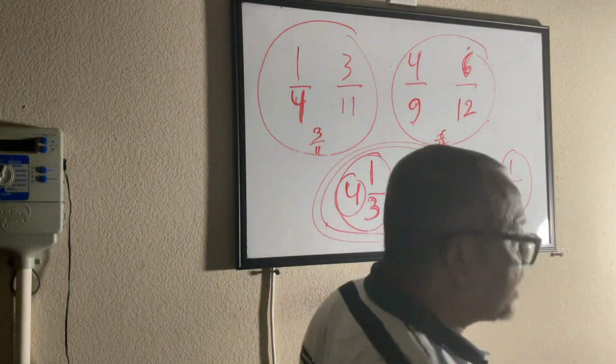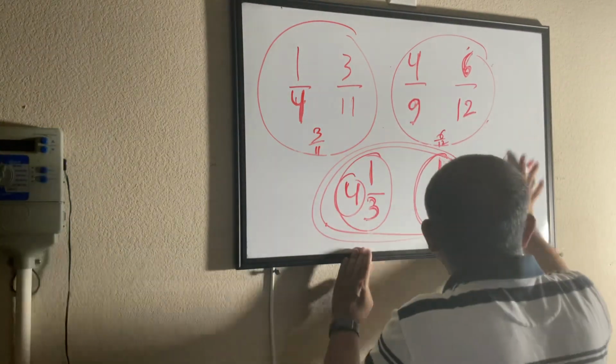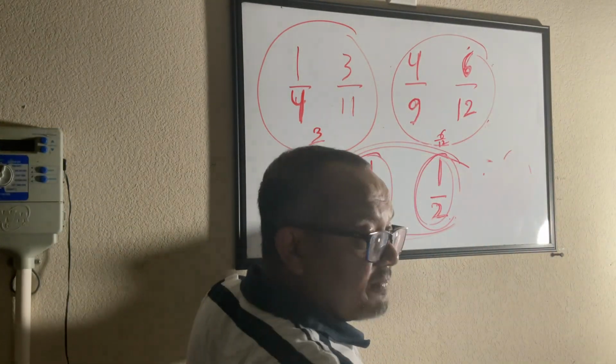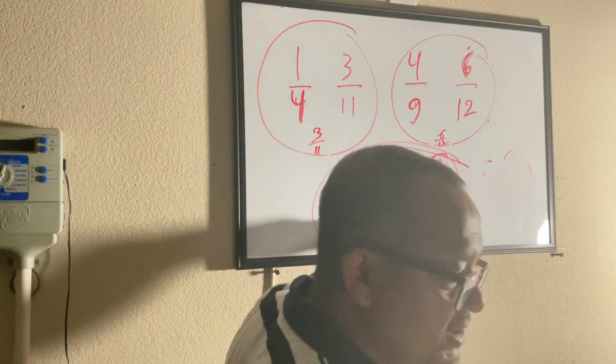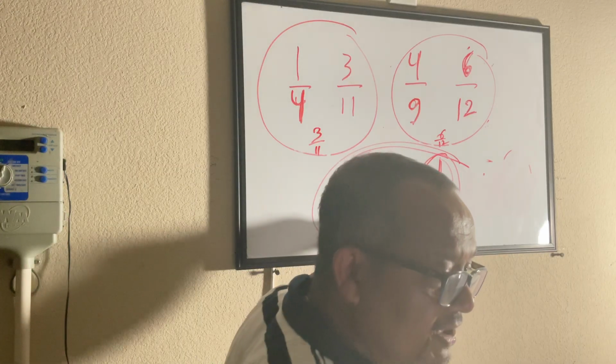But if you still want to work on it, what you will do is you will first convert this into a fraction. This is a mixed number right now. And how do you convert a mixed number to a fraction?